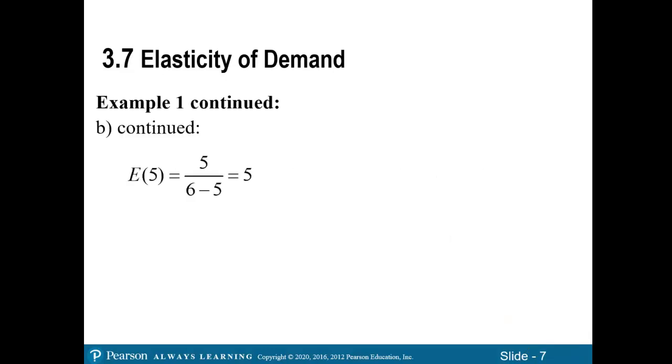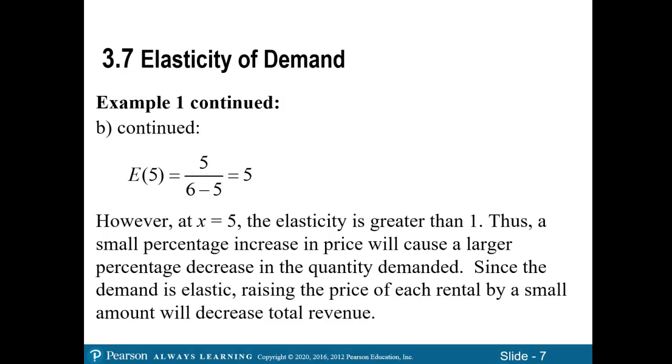All right, then it said calculate E when the x value was 5. So 5 divided by 6 minus 5 just gives me 5. That value is greater than 1. Therefore, a small percentage increase in price will cause a large percentage decrease in your demand. So in this case, we would say that our demand is elastic. It's elastic when the value is greater than 1. It's inelastic when the value of E is less than 1. When it's elastic, raising the price of each rental by a small amount will decrease your total revenue. In other words, not as many people are going to buy it.